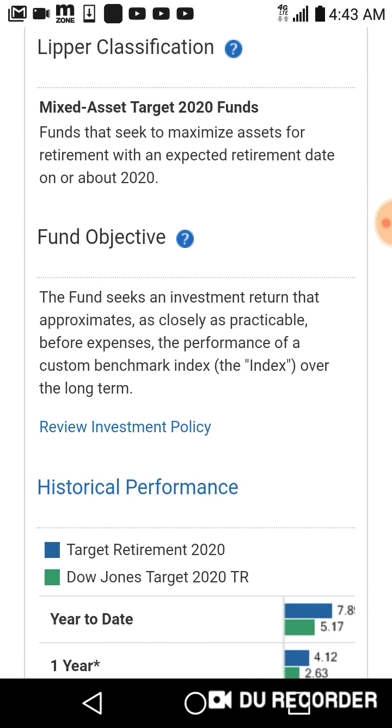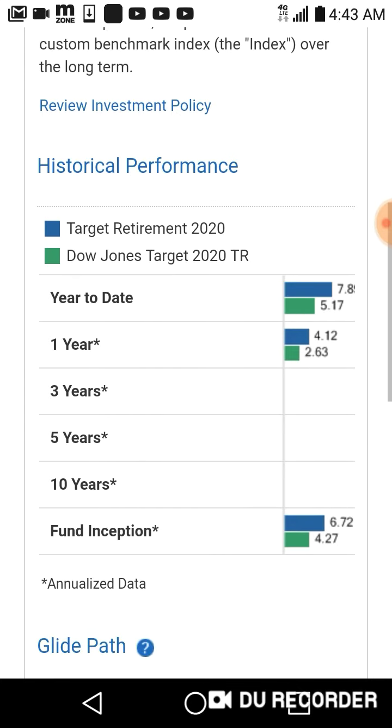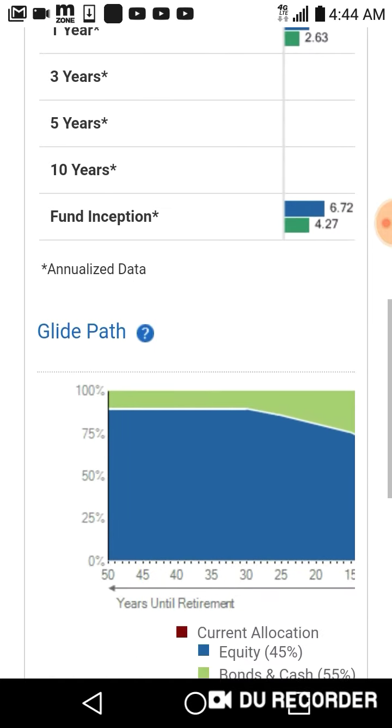It says the fund seeks an investment return that approximates as closely as practical before expenses to the performance of a custom benchmark over the long term. Right? So what it's saying is it's comparing the 2020 target date with the Dow Jones 2020 target date. So when you look at this, it's a fairly new fund. You see the comparison for the last year. You see that the 2020 target date is actually outperforming the Dow Jones target date. Okay?